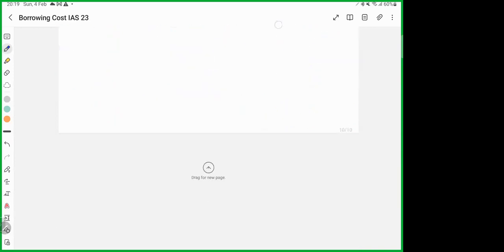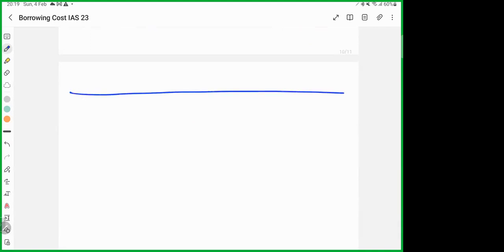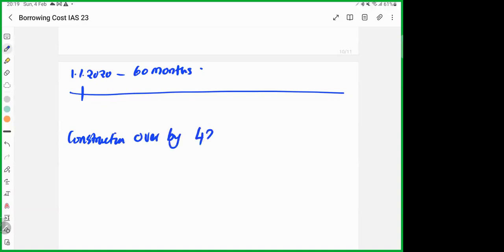What will happen? Another scenario. I have taken a loan on 1 January 2020. Loan 60 months. Okay? Construction over by 48 months. What do you think the borrowing cost in the last 12 months?